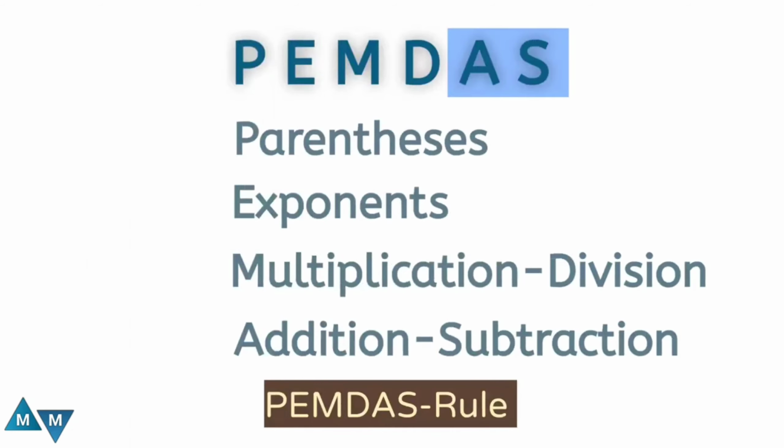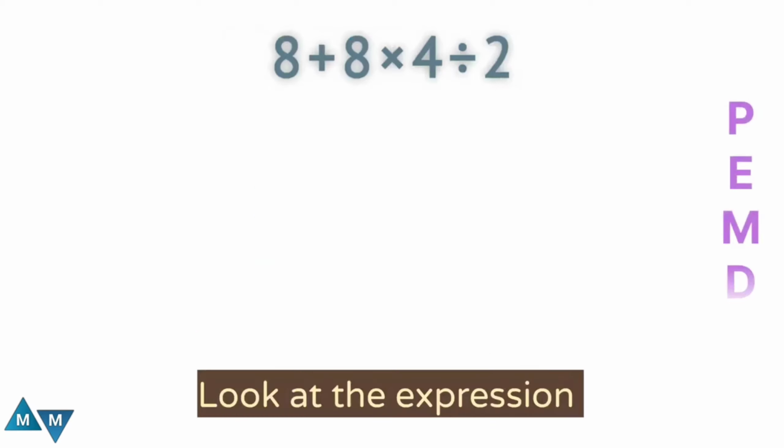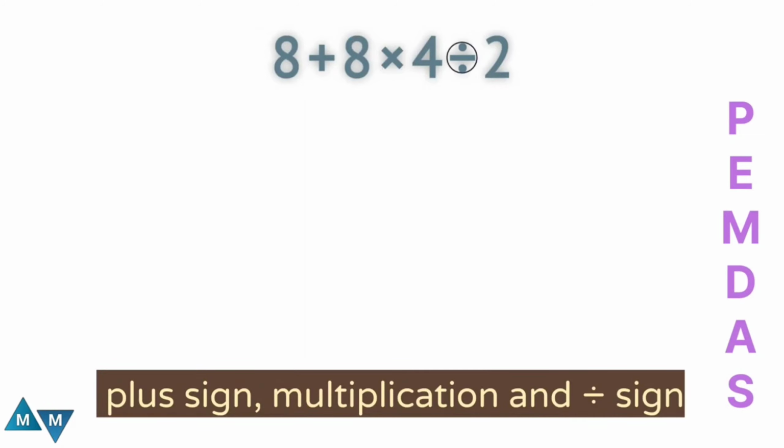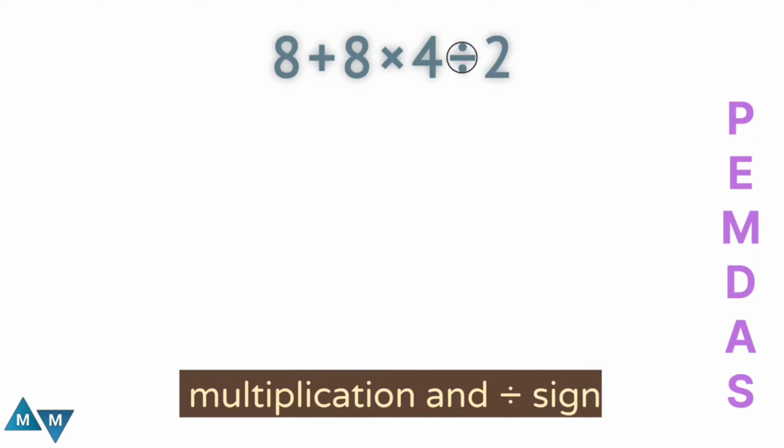Here we can use PEMDAS rule to solve this expression because it tells us the sequence in which the mathematical expression should be evaluated to ensure accurate results. Since the expression only contains a plus sign, a multiplication sign, and a division sign. According to PEMDAS rule, multiplication and division have a higher priority than addition. And further, since there are multiplication and division signs, both the signs have the same priority.